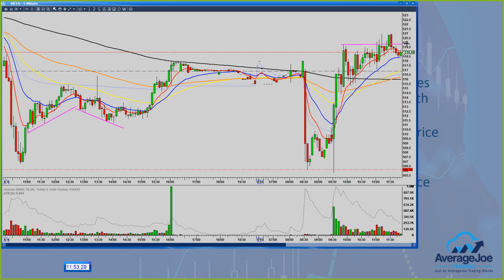So what we were looking at on Meta, we were looking at it breaking the top of this channel. What I did was I looked at this and then I drew a trend line starting with the pullbacks and the lows.